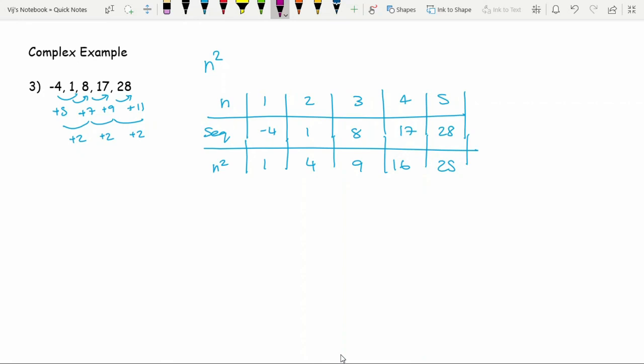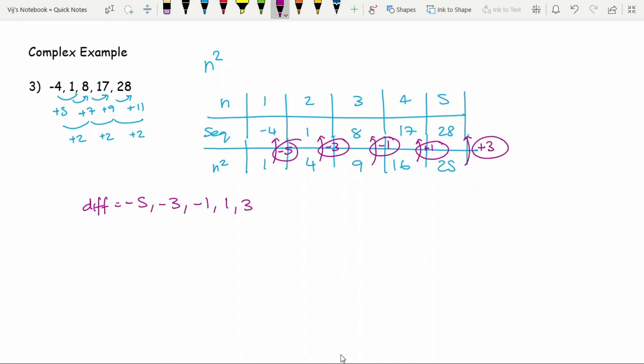So from this, what I now need to do is work out the difference to get from this number to this number. So here I need to take away 5. Then I need to take away 3. Here I need to take away 1. Here I need to add 1. And here I need to add 3. So as you can see, all of these numbers are different, where in the previous two examples they were the same. So if I now just call this the difference, I've got a sequence of -5, -3, -1, 1 and 3.